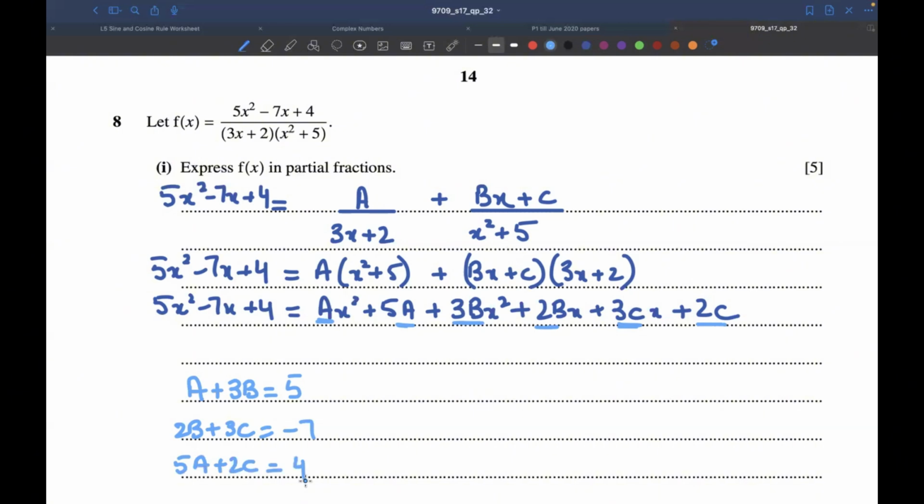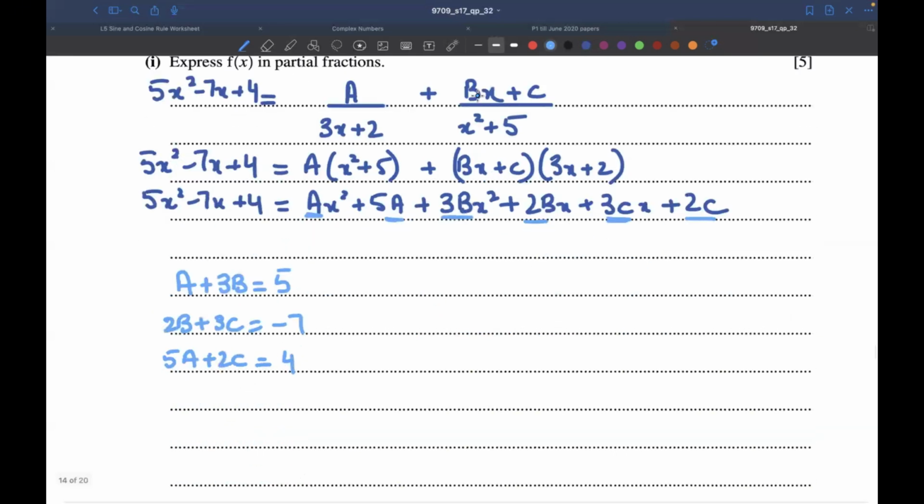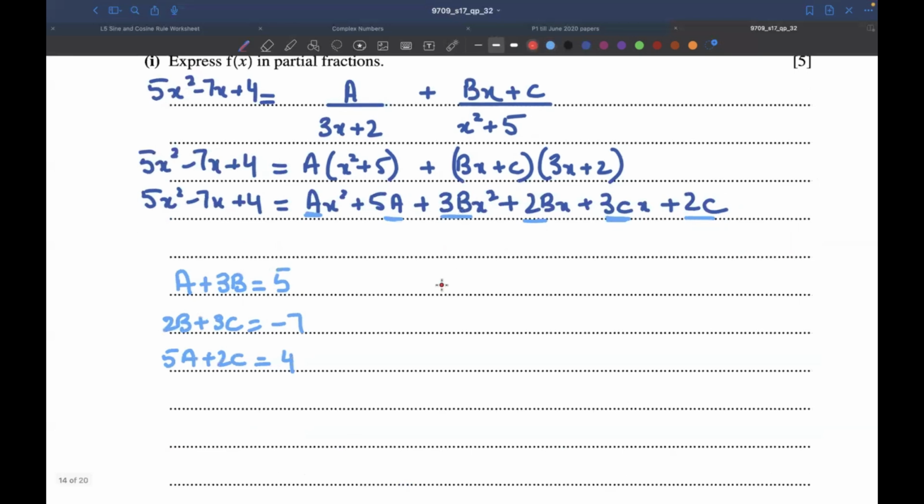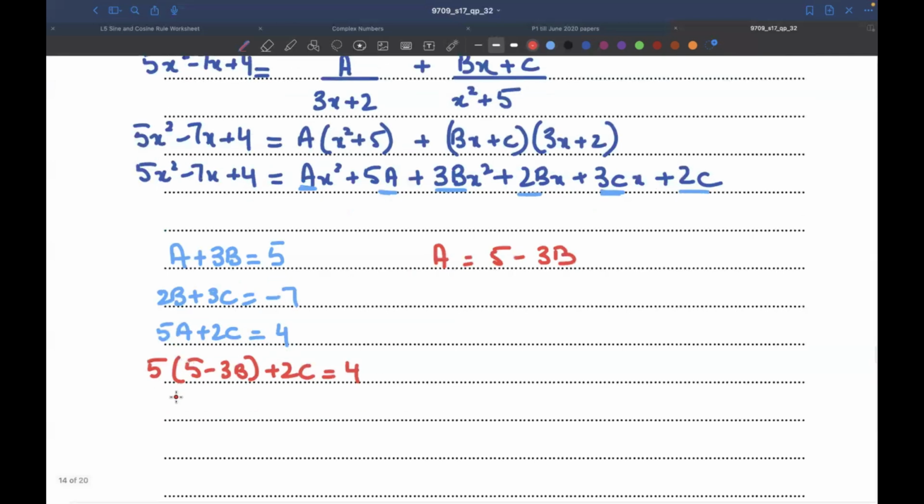Now, as we have three equations, we can make a, b, or c the subject from one of the equations and then substitute it into the other equation. We can start off with any of the values. I will start off with a equals 5 minus 3b. So when I substitute a equals 5 minus 3b, this will become 5 into (5 minus 3b) plus 2c equals 4. Simplifying this, I will get 25 minus 15b plus 2c equals 4. So one of the equations will be minus 15b plus 2c equals 4 minus 25, which is minus 21.